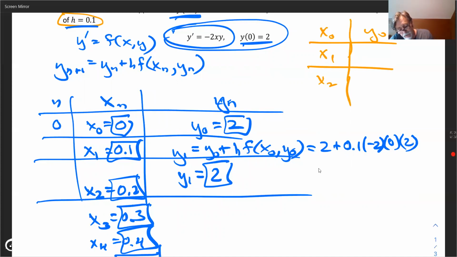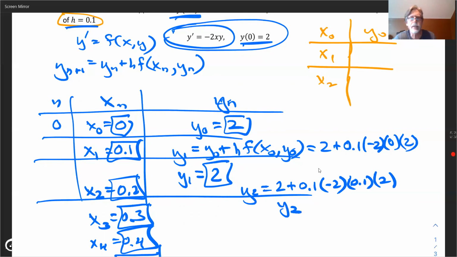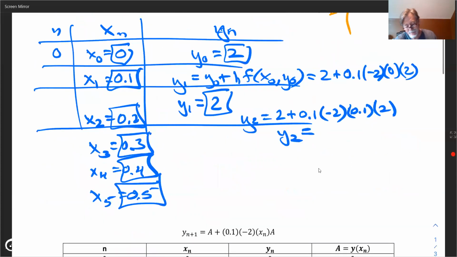So here we go with y2. y2 is y1, which is still 2, plus the h, which is 0.1, and then times this function, the derivative again, minus 2. This time it changes. It's 0.1, because that's the previous point. And then times 2 again, because that didn't change. And so y2 ended up being 1.96.